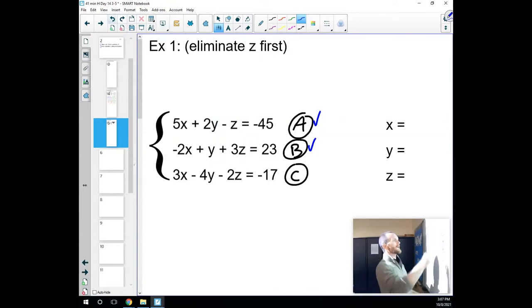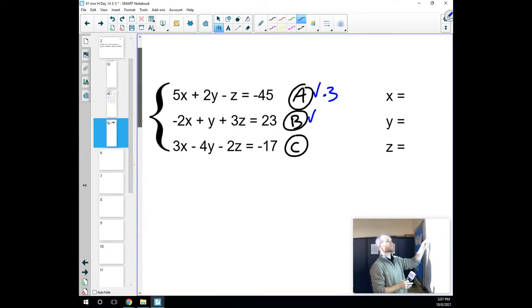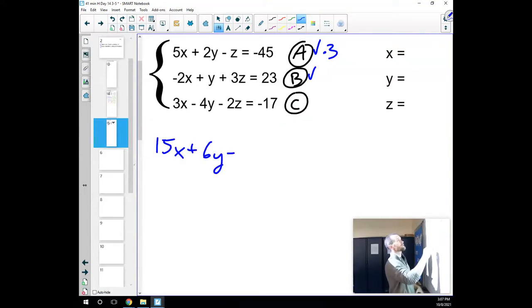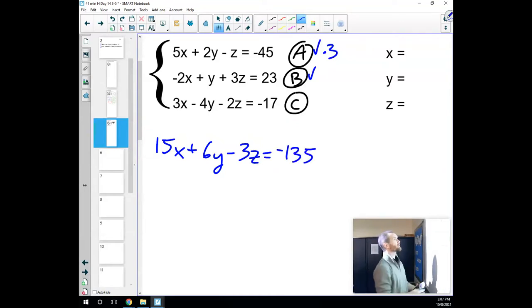And if we just multiply A by positive 3, that will turn this -z into a -3z, and we'll have our opposite coefficients. So I'm going to scroll down, and again, be very careful with your distributing. So 3 times 5x is 15x, plus 2y times 3 is 6y, minus z times 3 is just 3z, equals, oh boy, that's going to be a -135. Again, I'm double checking myself. -45 times 3, -135. Okay, so far so good.